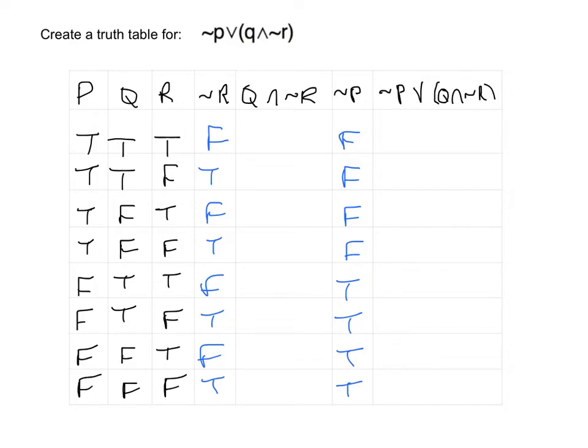Next, we want to find the column Q and not R. Now, as a reminder, for Q and not R, we're looking at this column here as well as this column here, which means we're ignoring the P column and the R column, and we're just looking at Q and not R. You can even cover up those columns if you want to as you go. So for Q and not R, the rule for and is both of them have to be true. So let's take a look as we work our way down. Let's find the situations where both of them are true.